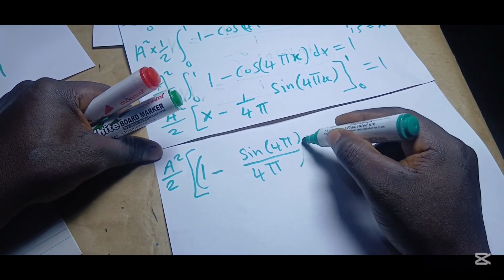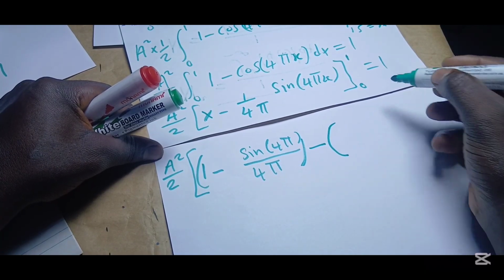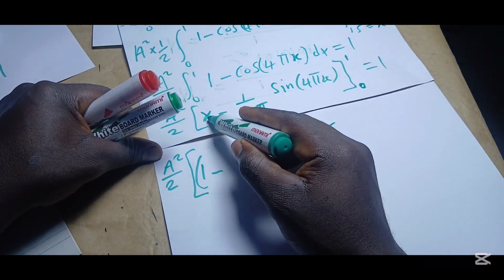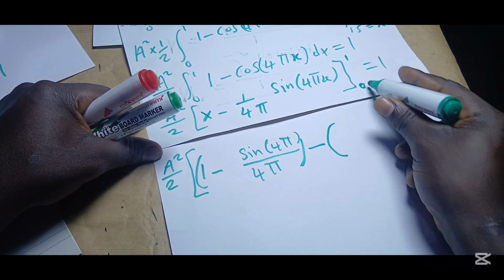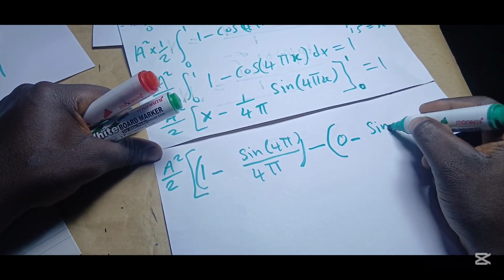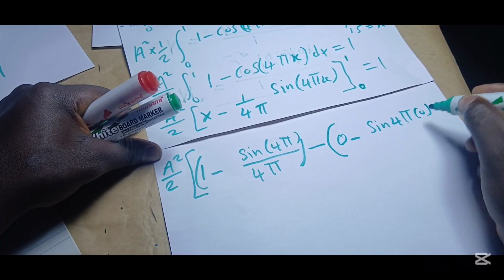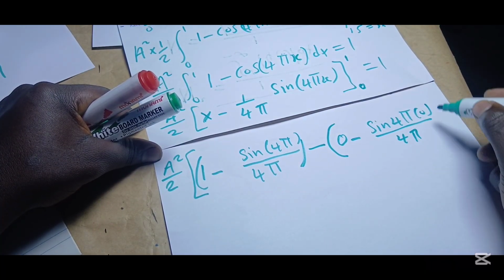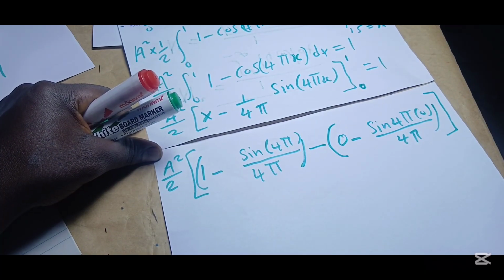Then minus, we now put in the lower limit. We subtract that from that. Putting in the lower limit, wherever we see x, we replace it by 0. So 0 minus sine 4 pi times 0, which is 0, all over 4 pi. They are all multiplying a squared over 2.